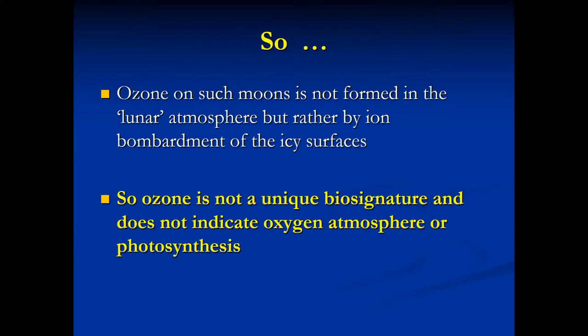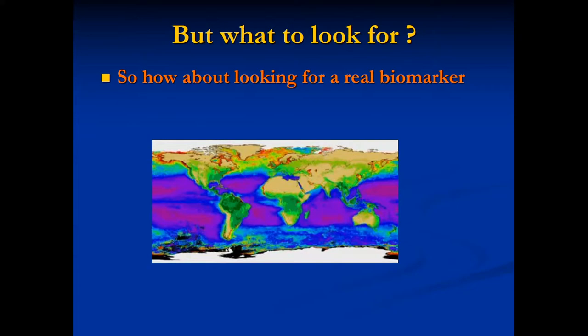It will not be a unique biosynthetic marker. It might be one of the easiest ones to look for if we can measure UV spectra of any exoplanet atmosphere, because it's so characteristic. But it doesn't mean that it's a biomarker. So what else would you look for?